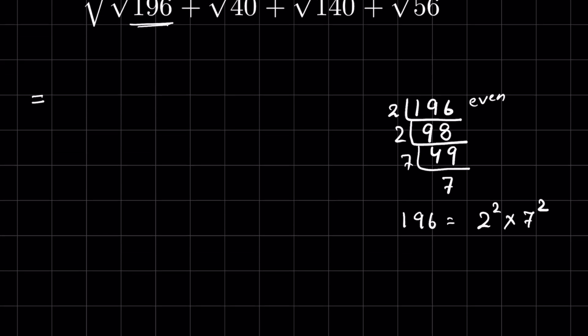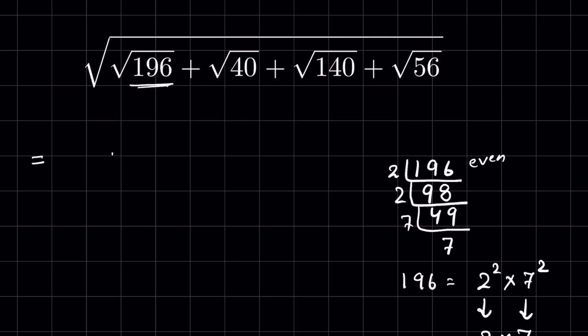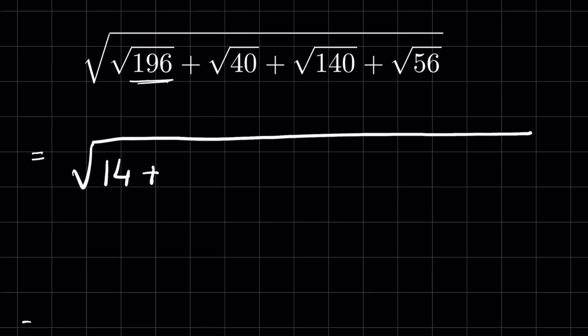Finding the square root means we can take 1 from each number, so the square root will be 14. So 196 under square root we can write as 14. So this is a perfect square. Then plus square root of 40 will be 2 square times 10, plus square root of 140.